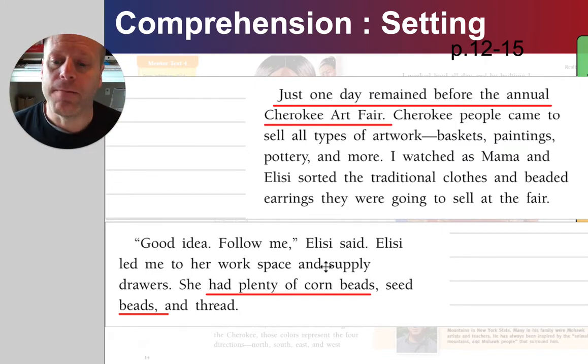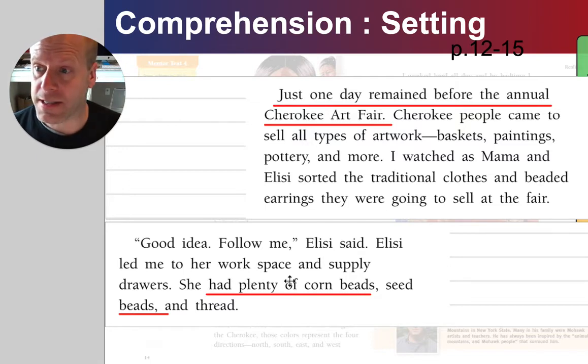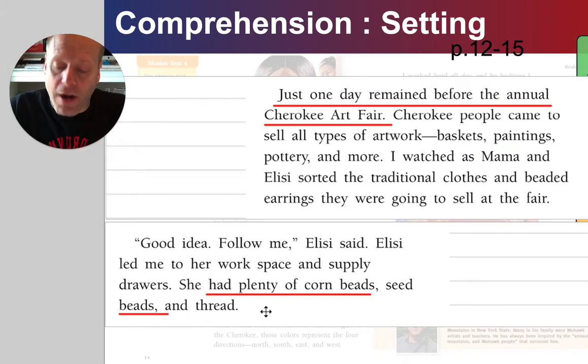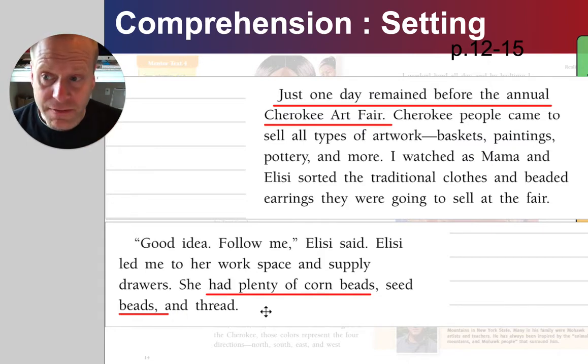But before we get there, this little girl has an idea. She wants to make some necklaces. So they spend some time in Elise's workspace. So maybe it's a big table with some drawers where she keeps her beads and thread and needles. And all of a sudden, this little girl, Jenna, I think her name is, is making necklaces at this workspace. So far the setting of the story has been the workspace in their house. And then I believe the setting is going to change when they go to the fair to sell the blankets and the earrings and the bracelets.